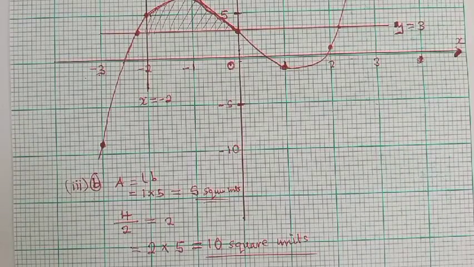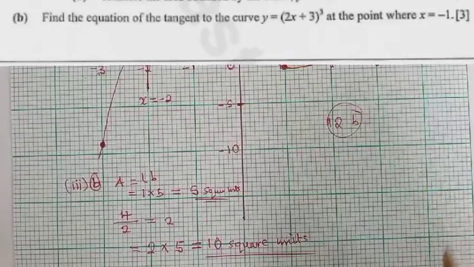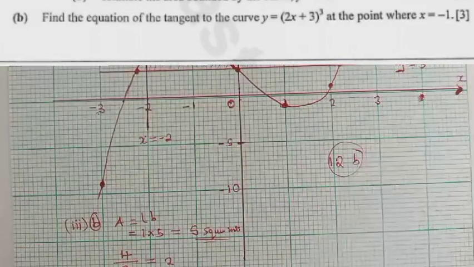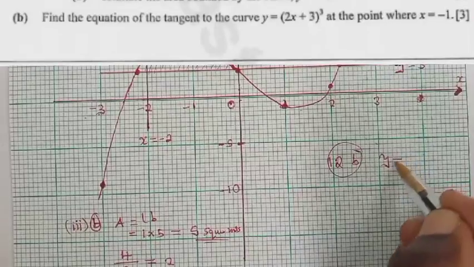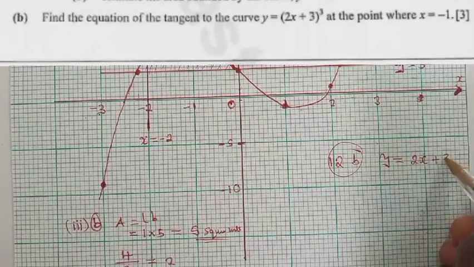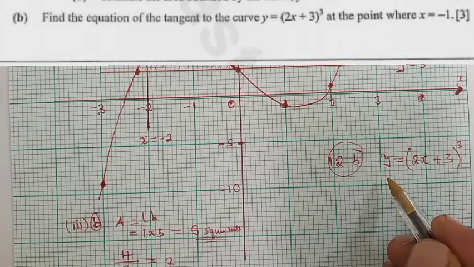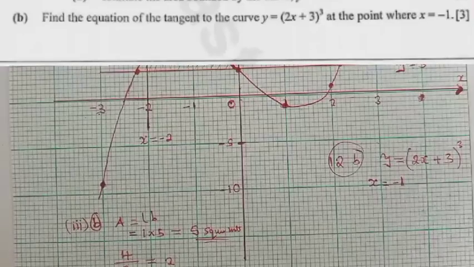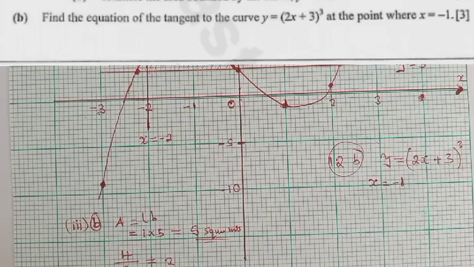We now go to question B. All this was question 12A. Now this is 12B. Let me read the question for you. Find the equation of the tangent to the curve. The curve is right here. This is the curve they are talking about. At the point where x is equal to -1. So we need to find the equation of the tangent at the point where x is equal to -1. So at which point is x equal to -1?